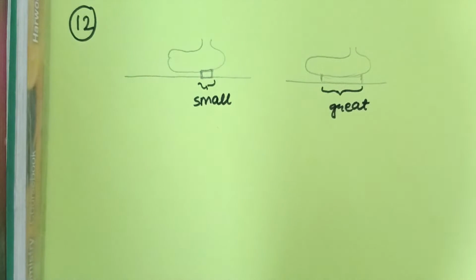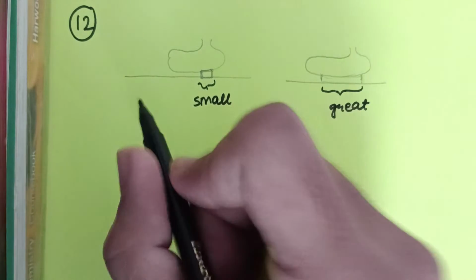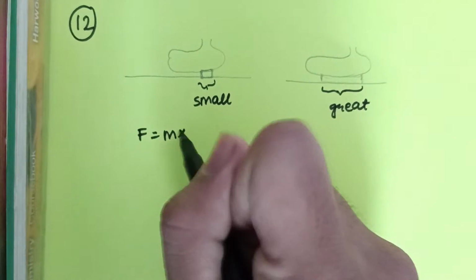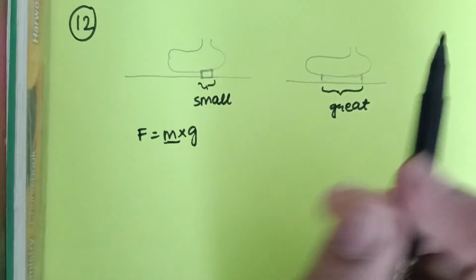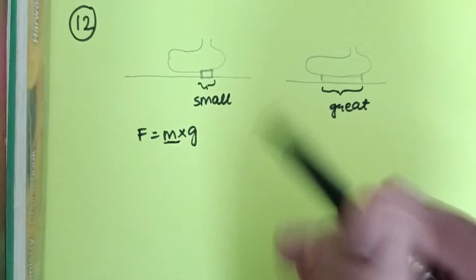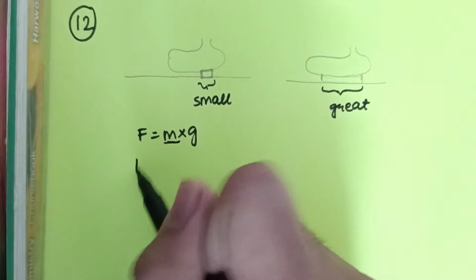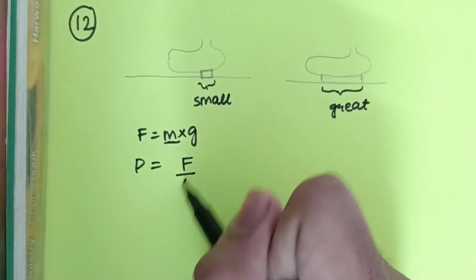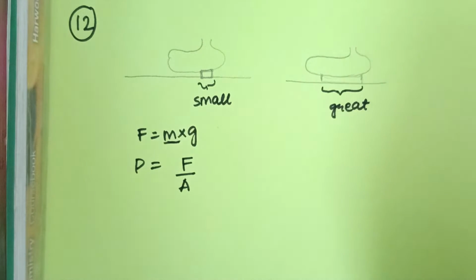The force applied by all the 4 heels is the same on the ground because the same person is wearing them. Force will be equal to m into g as long as the mass is the same. The same person is wearing these shoes, so the force applied by the person on the wooden floors will be the same. The formula for pressure is force divided by area. So over here, option A has the smallest area, option B has a larger area, option C has an even larger area, and option D has an even larger area.